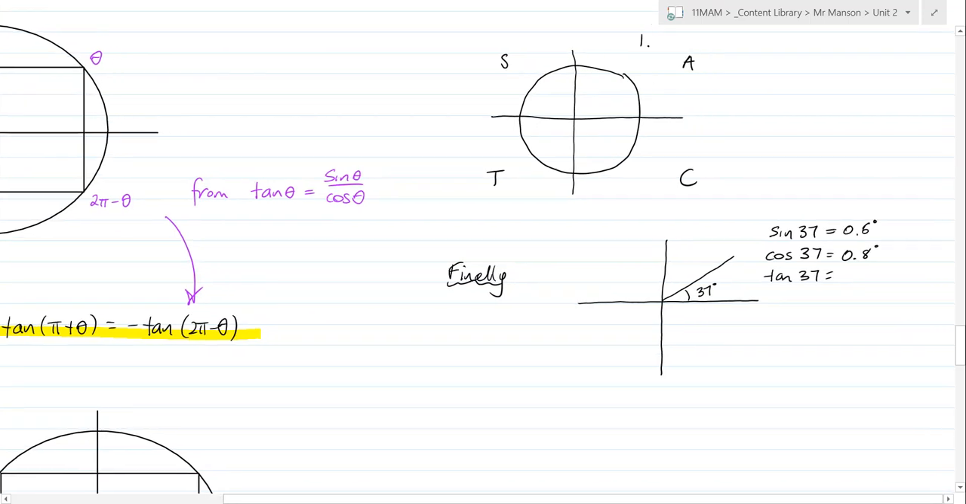Tan of 37, let me guess, it's going to be 0.6 over 0.8, so about 0.75? Okay. So these are all approximate angles. And if I go along here now, can anybody tell me what sine of 37 is in the second quadrant? What's the angle, first of all? What's that 37 angle? This angle here.